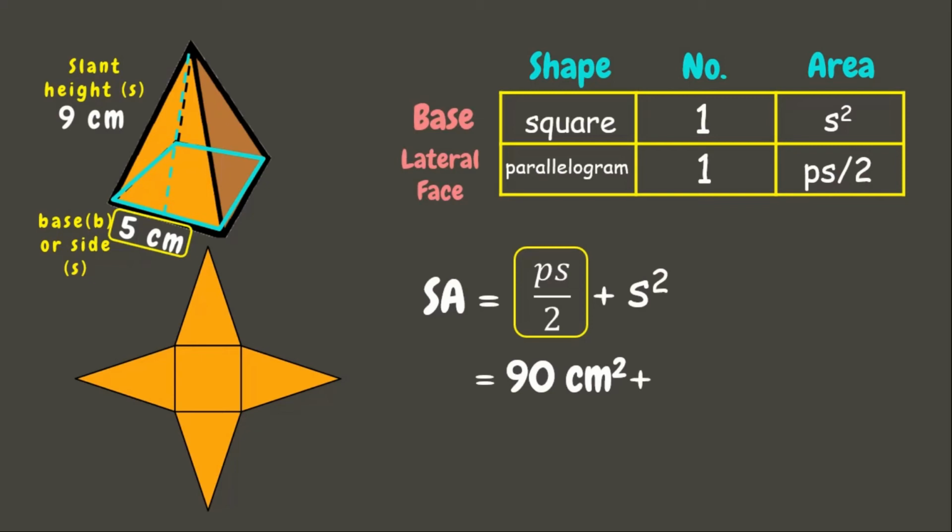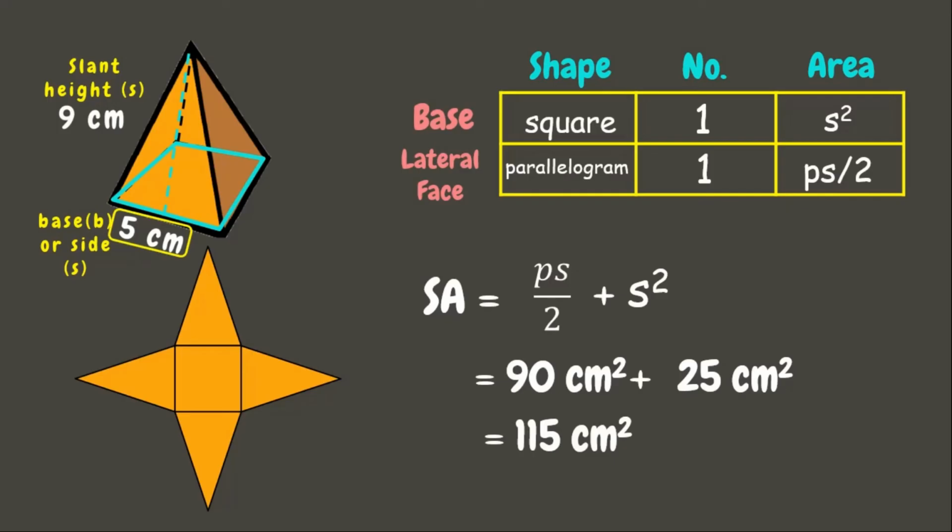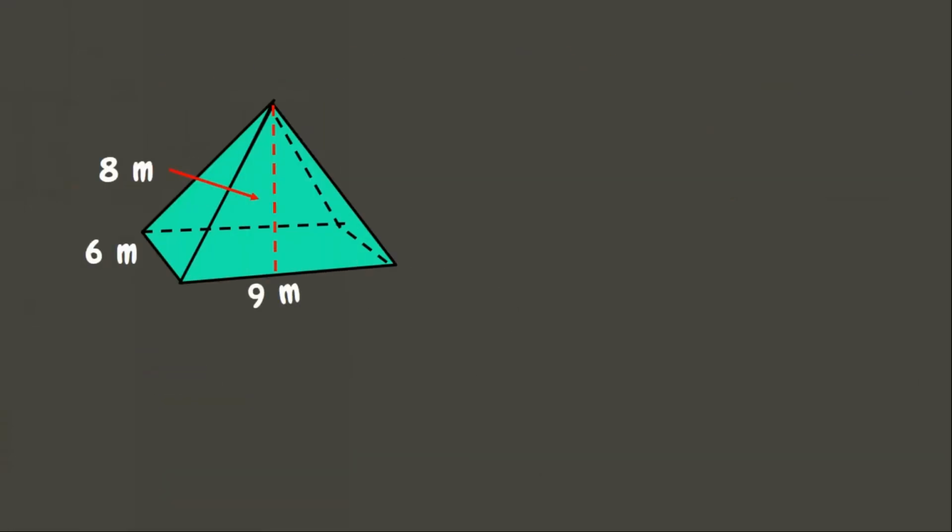Now let's go to the area of our base. We have s squared, which is side times the side. Since we have 5 centimeters, that will be 5 centimeters times 5 centimeters, and that is 25 square centimeters. Now let's add the two areas. That will be 115 square centimeters. Now we just got the same answer as earlier. Awesome! Now let's go and have another example.